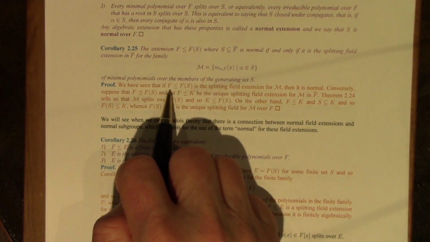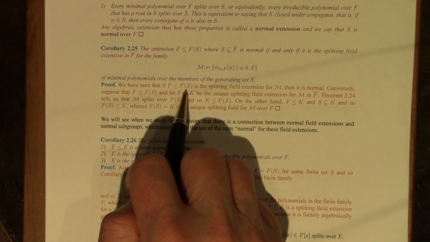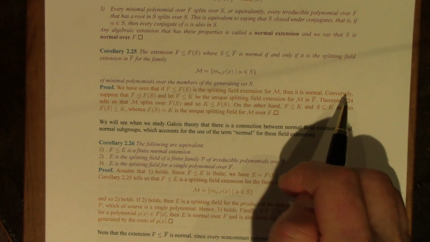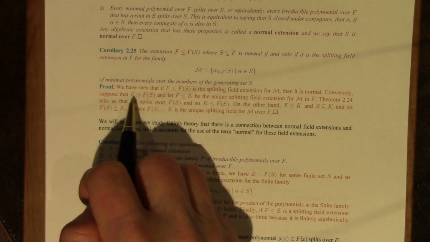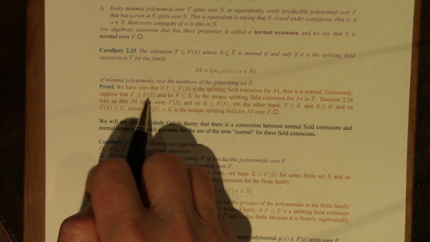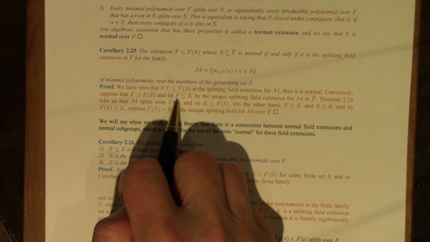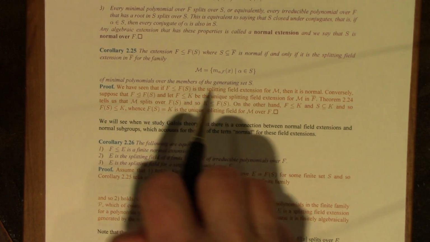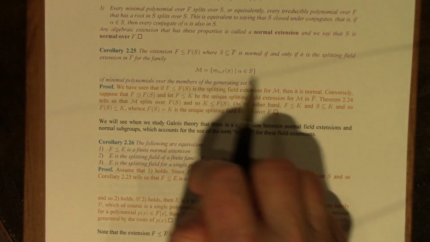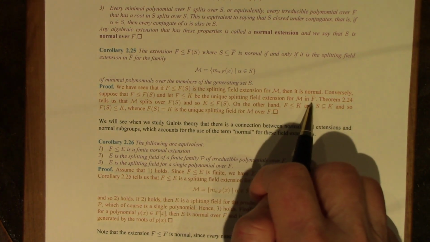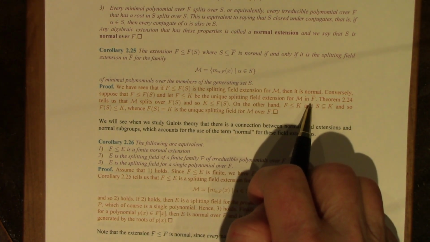As to proof, we have seen that if this is a splitting field extension for this family, then it's normal. That's one of the defining conditions. Conversely, suppose this extension is normal. We want to show it's a splitting field extension. Well, we can let K be the unique splitting field extension for this family in F bar. In F bar, there's only one such extension.